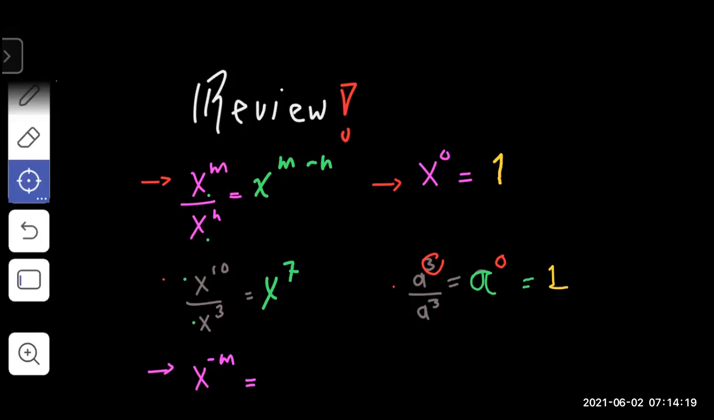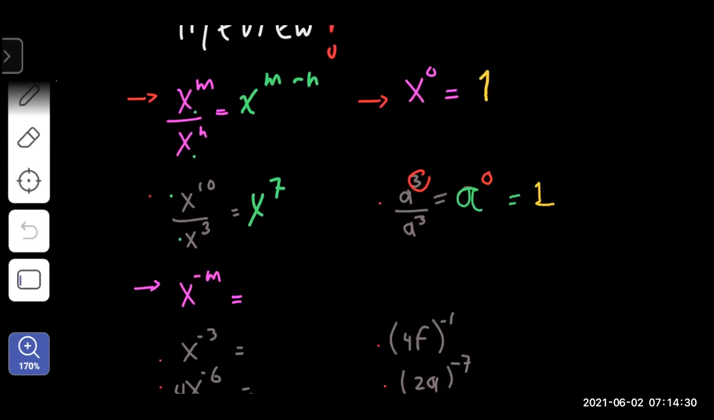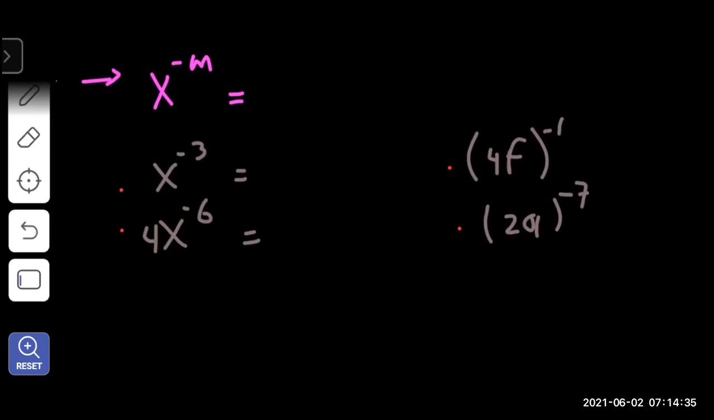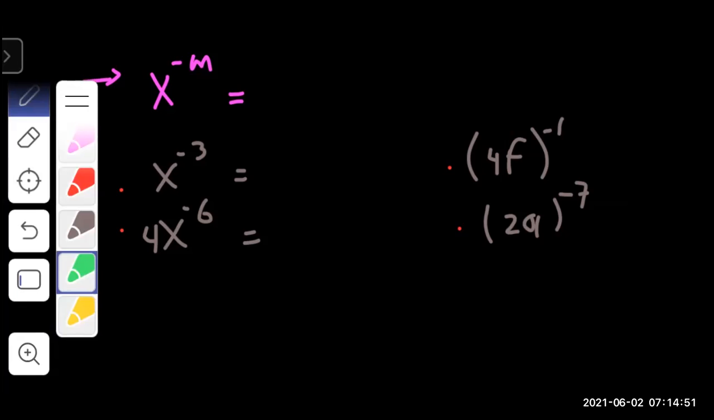So any questions on how to use this property? If we have the same base divided, we copy the base and we subtract. Whatever expression raised to the 0 power is equal to 1. Let's have a closer look at these expressions. Now let's suppose that we have a negative exponent. Whenever you see a negative exponent, you have to deal with that because that's not okay. And how do we do that? The property when you have a negative exponent is really easy. What are you going to do?